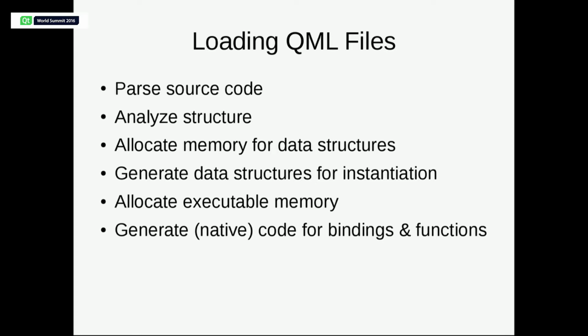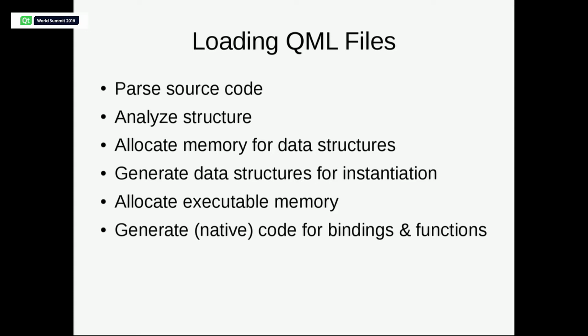So take, for example, your button.qml. I'm sure all of you have written a button in some shape or form. You want to instantiate that button, and you will end up instantiating it many times. So after we've analyzed the source code, we try to create a data structure that allows us to instantiate your button many, many times.